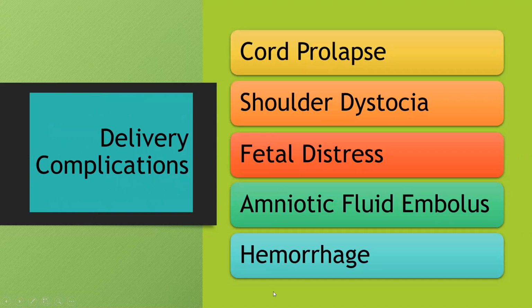Other issues that can arise during delivery that will make it complicated would be a cord prolapse, a shoulder dystocia, or any sort of dystocia. That term just means difficult. So if I'm talking about a shoulder dystocia, it means the shoulder is not able to fit through that pelvis. If I'm talking about a labor dystocia, it's where the labor has become difficult or taking longer than it needs to be. We'll talk more about that.